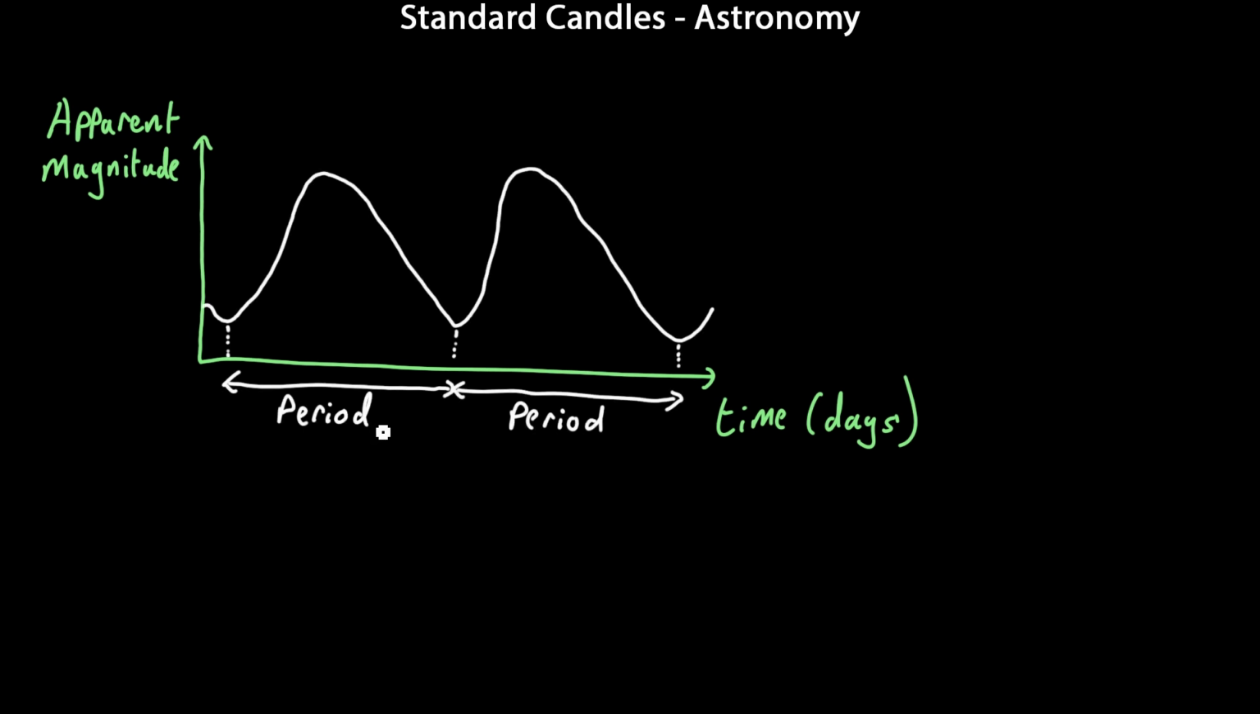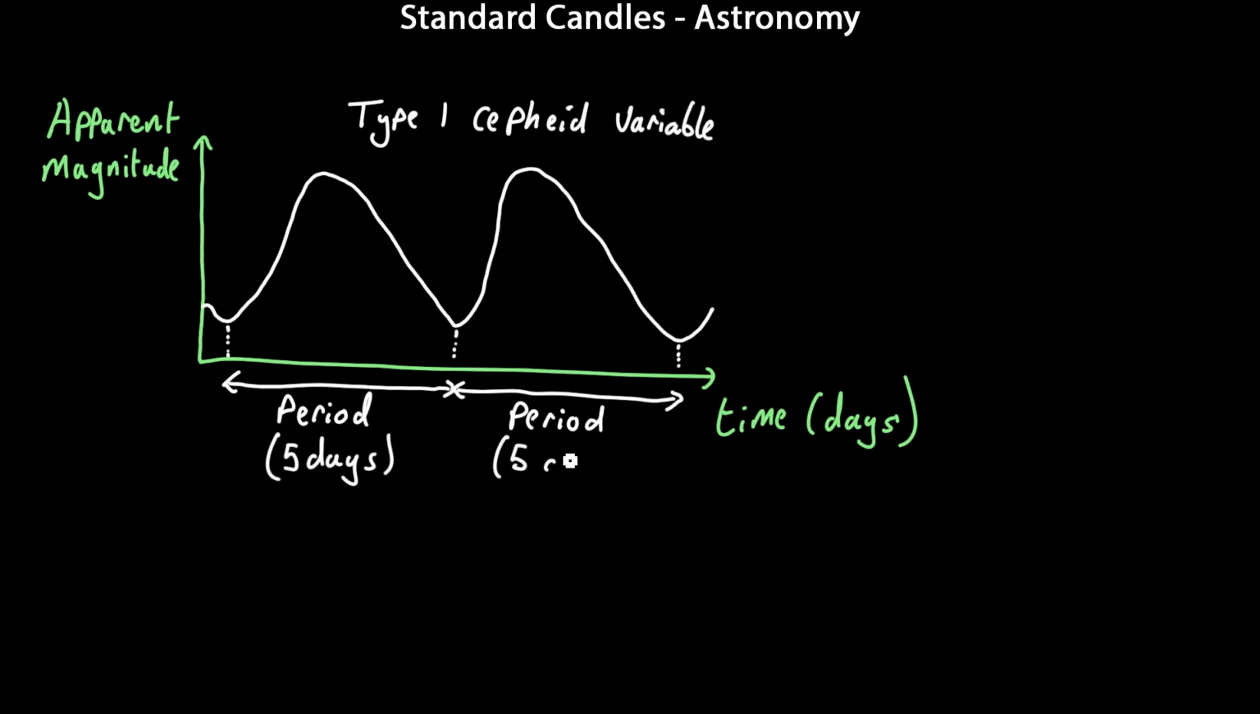So we've got apparent magnitude on the y-axis, and on the x-axis we've got time in days. Now for this Cepheid variable, it has a period of 5 days, and it will quickly increase in brightness, and then it will slowly decrease its brightness over a period of 5 days.